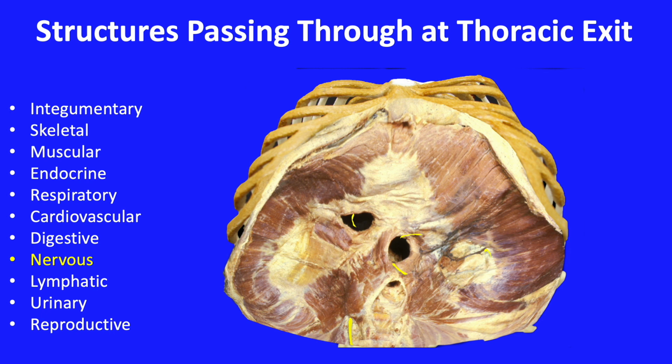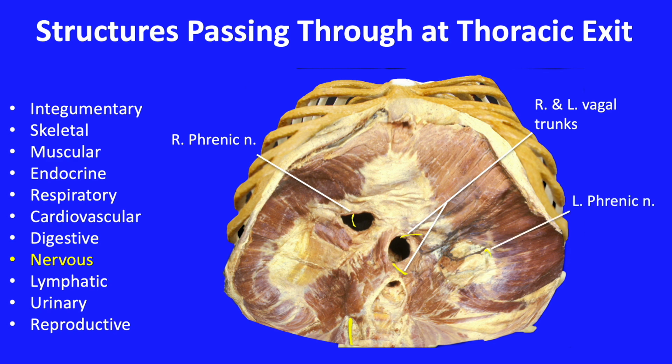With respect to the nervous system, many of the nerves I described previously travel as far as the thoracic exit and are found here. They include the right and left vagal trunks that exit the thorax along with the esophagus, the right phrenic nerve that travels along with the inferior vena cava, and the left phrenic nerve that pierces the central tendon of the diaphragm and innervates it on its underside.